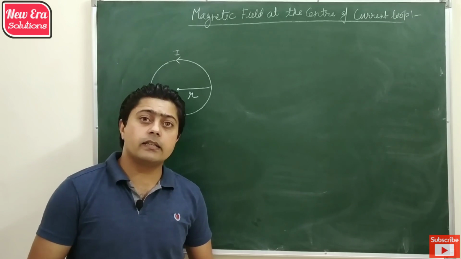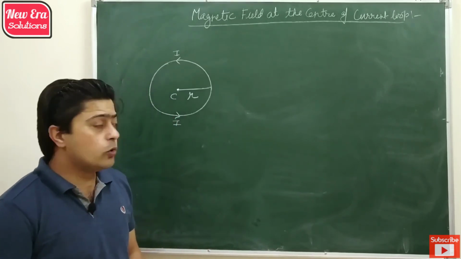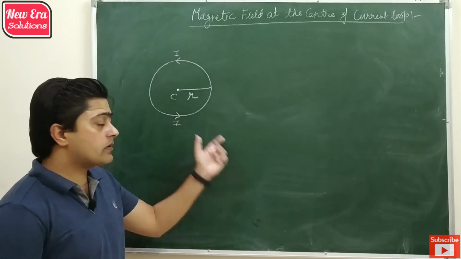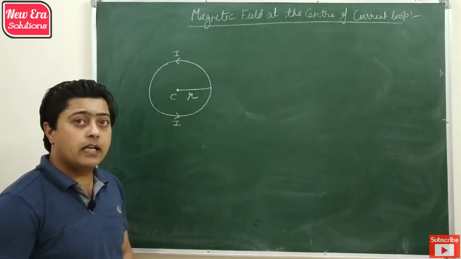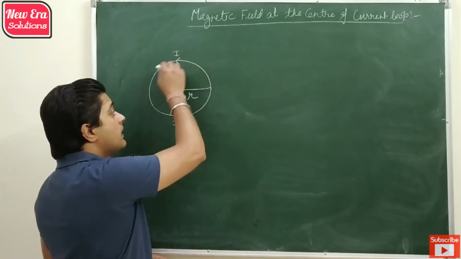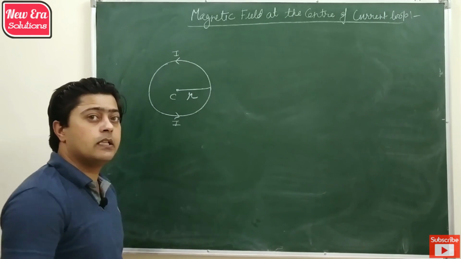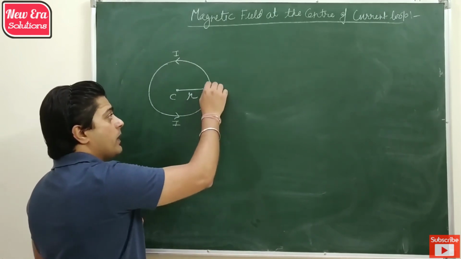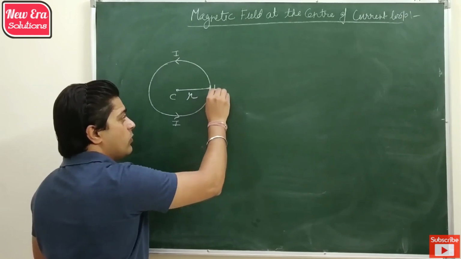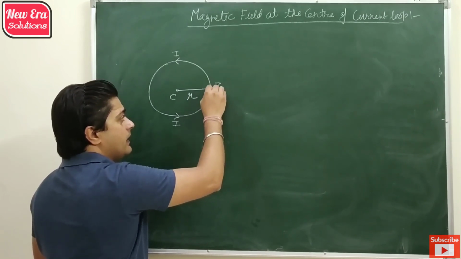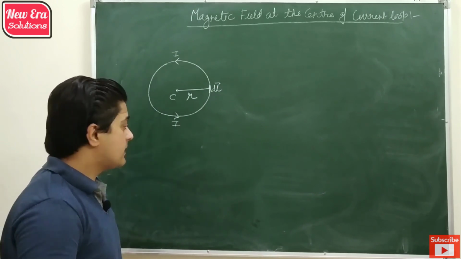Now let's find the magnetic field on a circular current carrying loop. So if we have a circular loop of radius r carrying a steady current I, and we want to find the magnetic field due to this loop at its center, for which we have to apply Biot-Savart's law, and for that we take a small current element dl which exerts a magnetic field at point C.